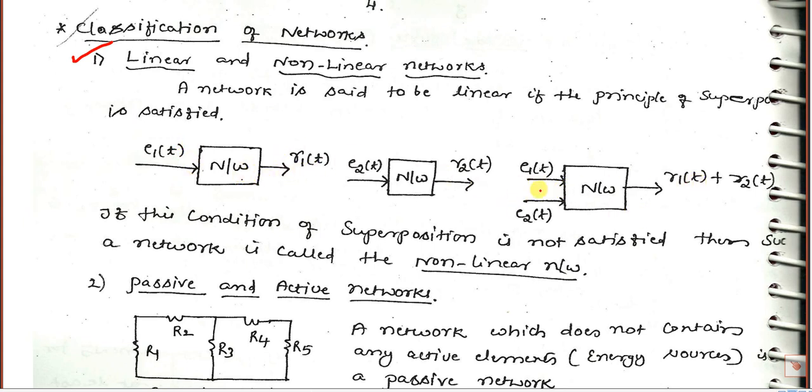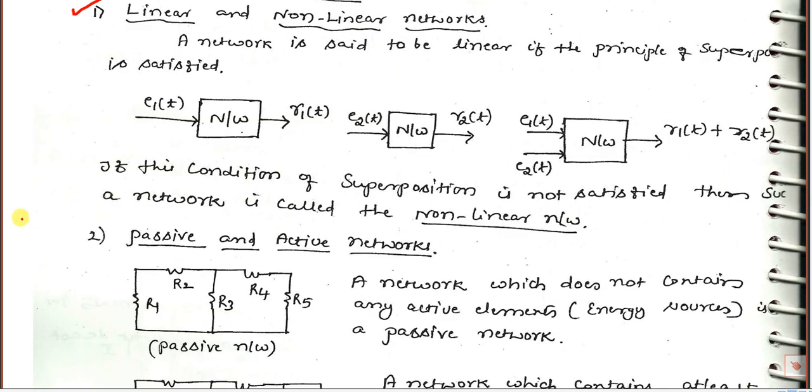Similarly, if I add one more voltage source, E3 of t, the response will be equal to R1 of t plus R2 of t plus R3 of t. So the output is linearly varying. If I give more inputs, the output also increases linearly. That is linear. If the condition of superposition is not satisfied, then the network is called non-linear.